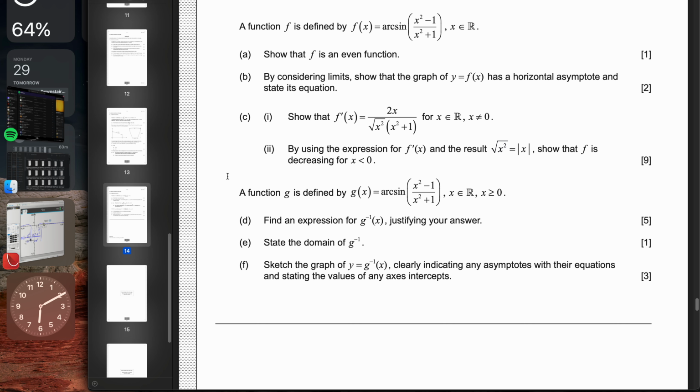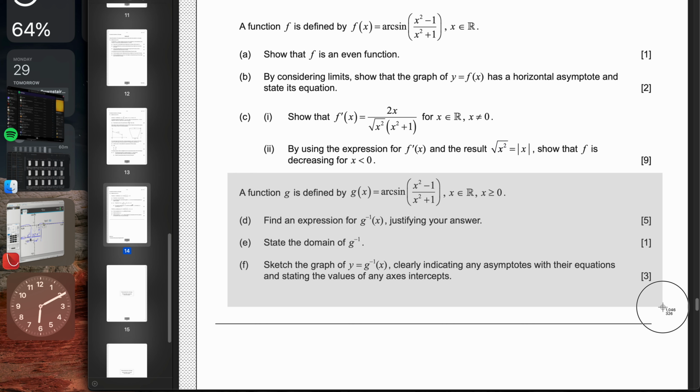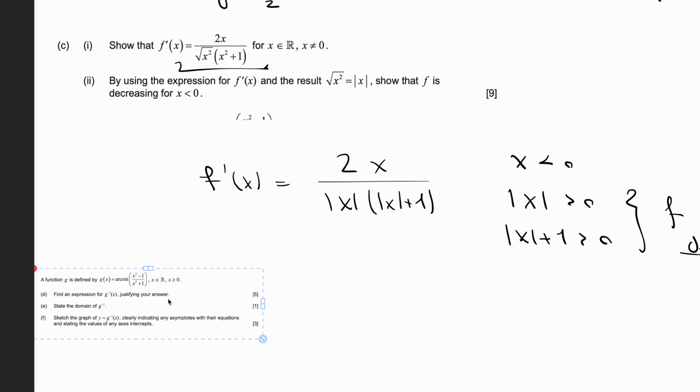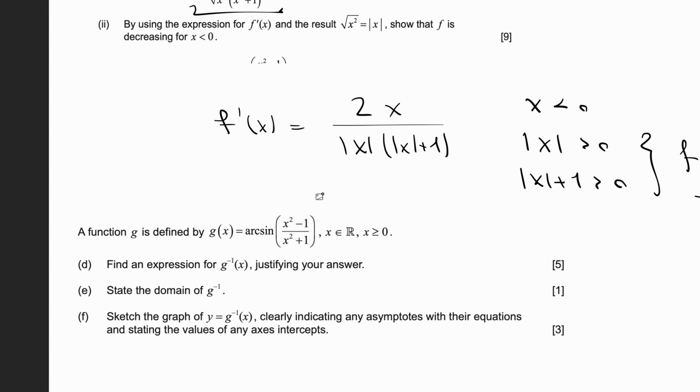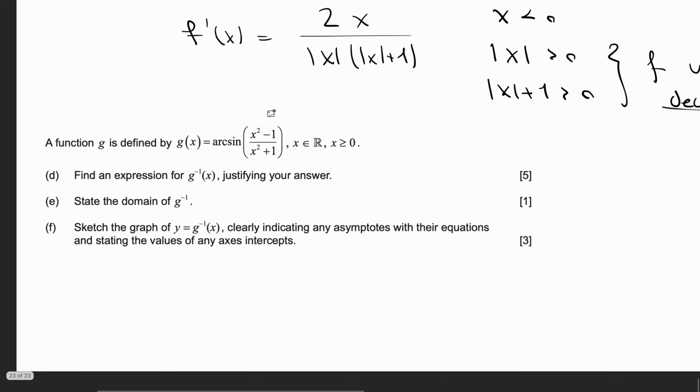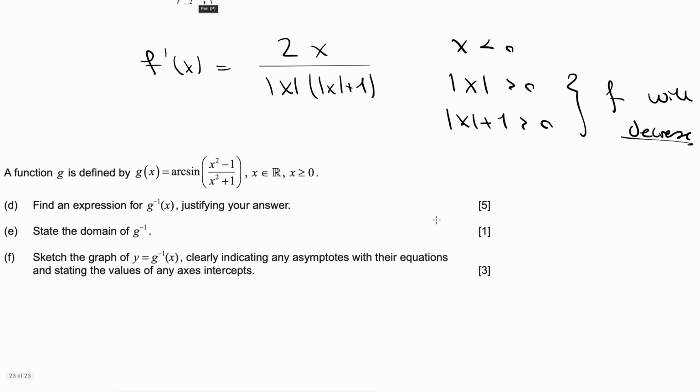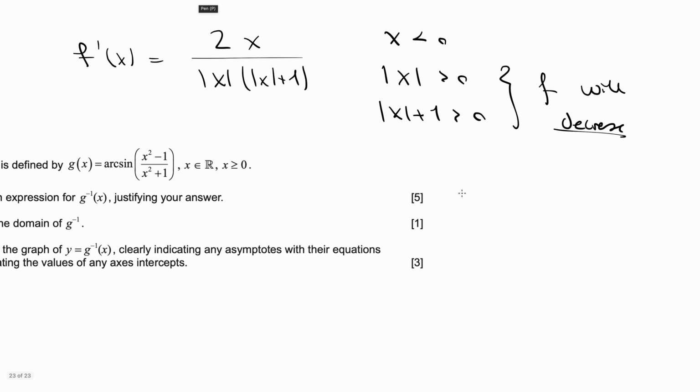Alright. Part D, we're given a function g defined by g of x equal to arcsine of x squared minus 1 over x squared plus 1. I think it was the same thing as f of x. But this time we're asked to find an expression for g inverse of x. So g inverse. Let's see, y squared minus 1, y squared plus 1. Right, so we'll move the sign to the left. We'll have y squared minus 1.